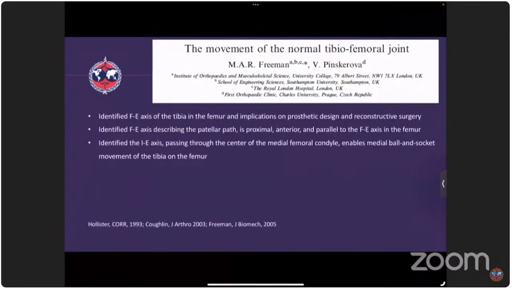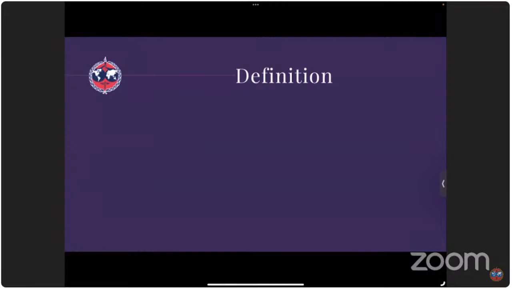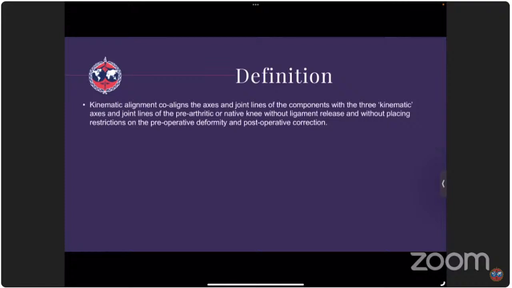Freeman has identified multiple axes in the knee. Two of them were flexion extension axes, and one of them is of the tibia, upon which it flexes and extends on the femur. The second one is of the patella, upon which it flexes and extends on the femur. And the last one was the internal external rotation axis, and it's located in the middle of the medial tibial plateau. So kinematic alignment co-aligns the axes of the joint line of the components with the three kinematic axes and joint lines of the prearthritic or native knee, without ligament releases and without placing restrictions on the preoperative deformity and postoperative correction.